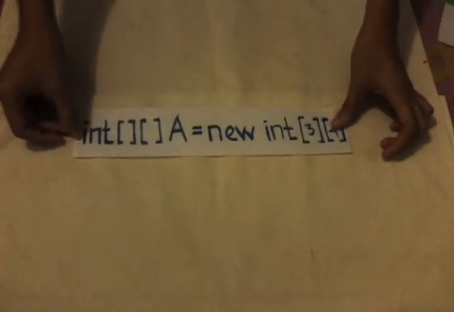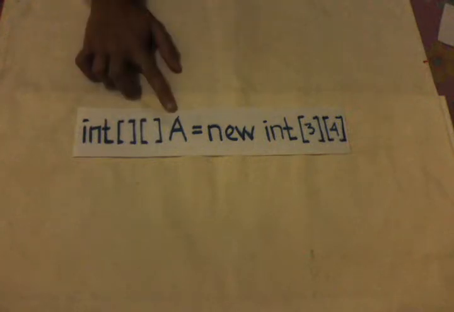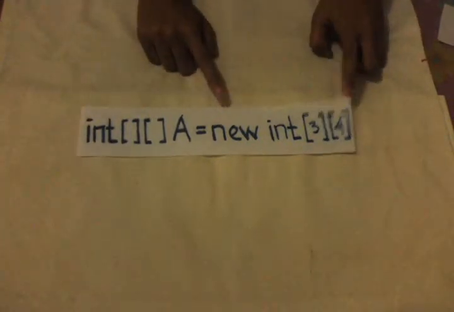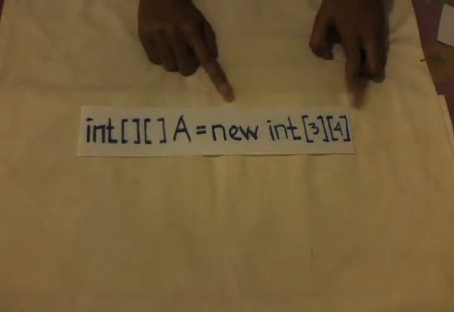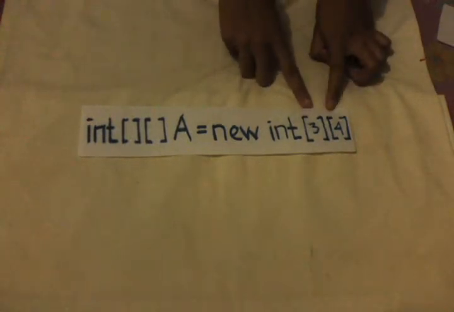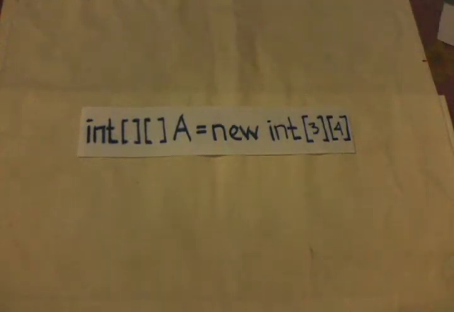We have here a command: int with a double bracket, which is an array name of A, equals new int 3, 4. This command declares a variable A of type int with a double bracket, and it initializes that variable to refer to a newly created object. This object is an array of ints. Here, the notation int 3, 4 indicates that there are three arrays of ints in the array A and that there are four ints or integers in each of these arrays.